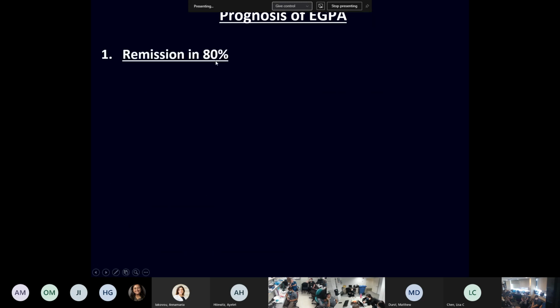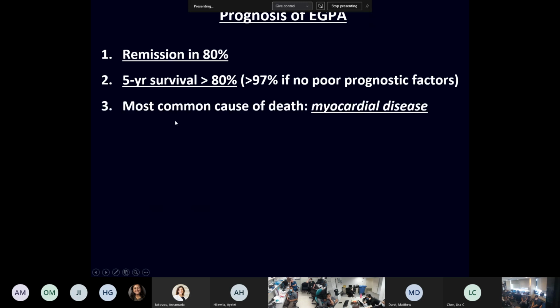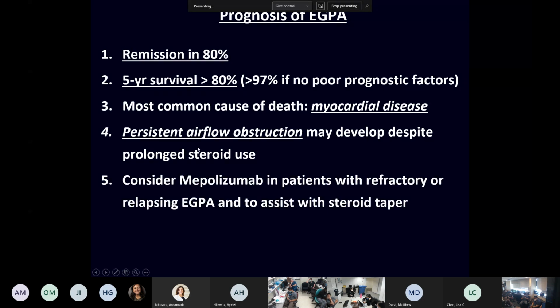So we talked about this. Remission is so common in these patients, but they will require chronic steroids. But the 5-year survival is good if there's no poor prognostic factors. But like we said, if you have myocardial disease, high age, GI involvement, or renal involvement, prognosis is worse. And like we said, these patients will have persistent asthma. Even if they do develop remission, they will have persistent airflow obstruction. And this is very promising for these eosinophilic pneumonias, these IL-5 targeted therapies.